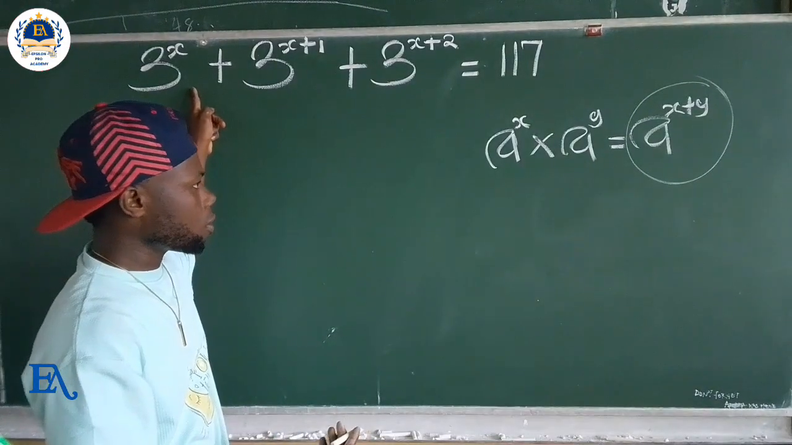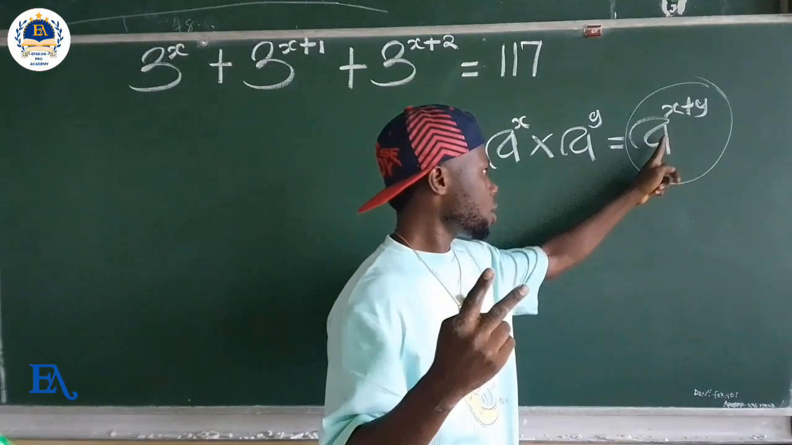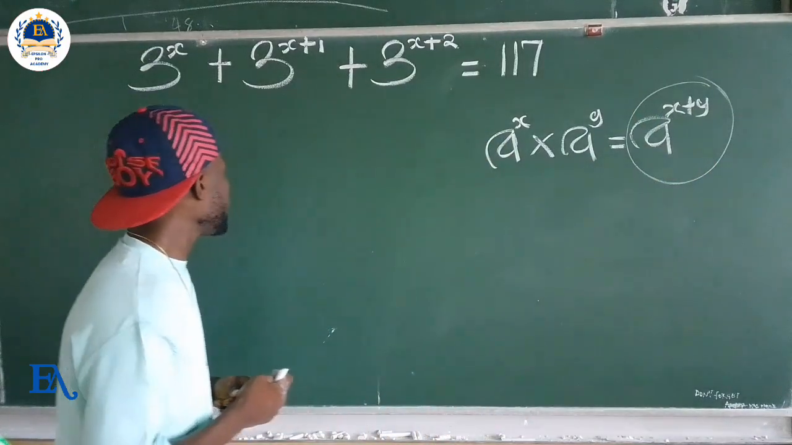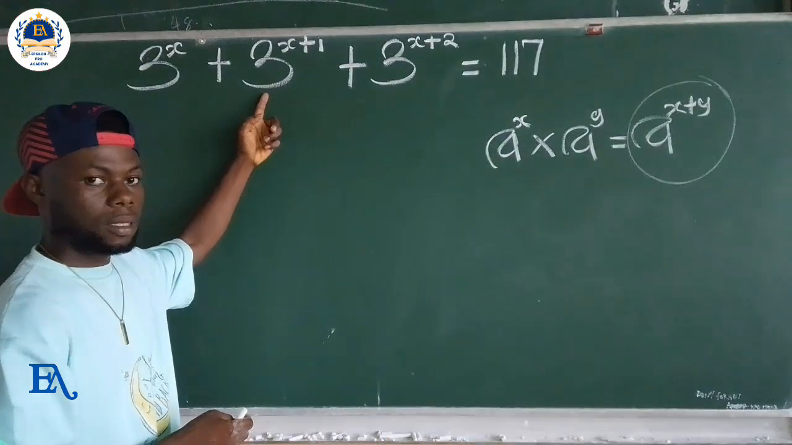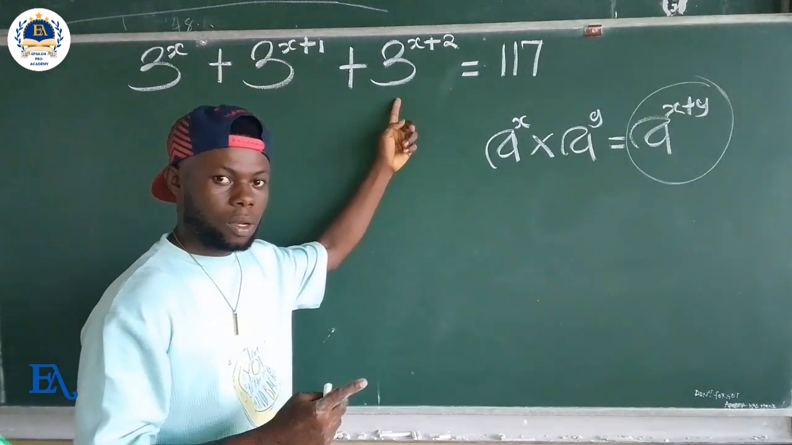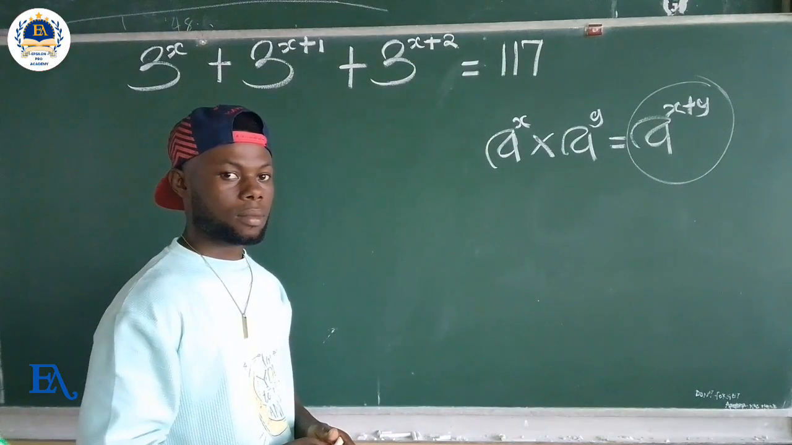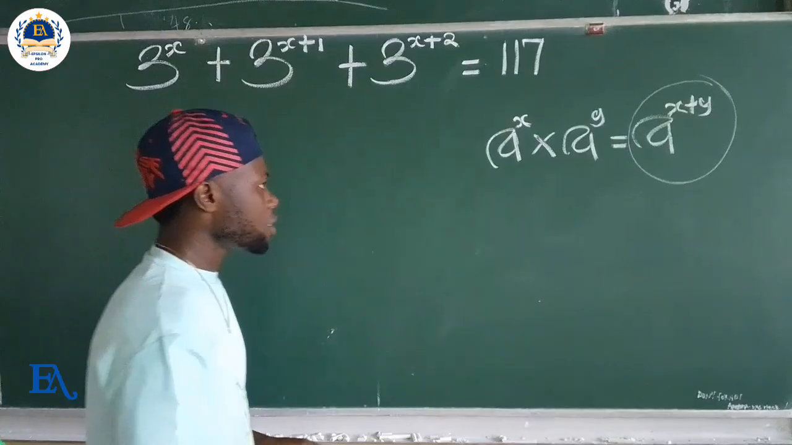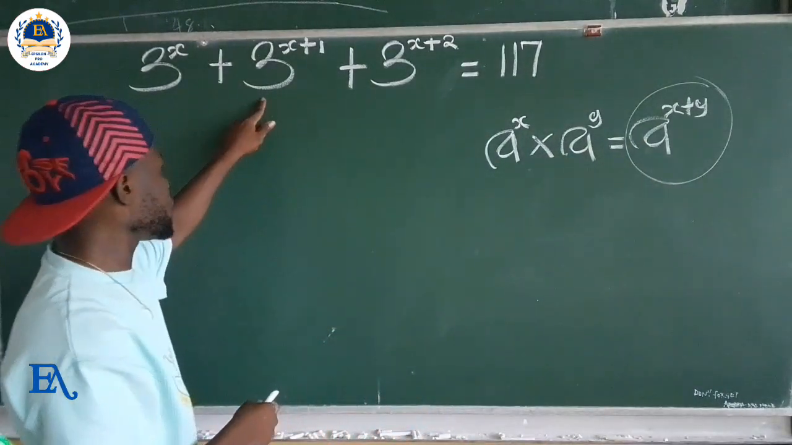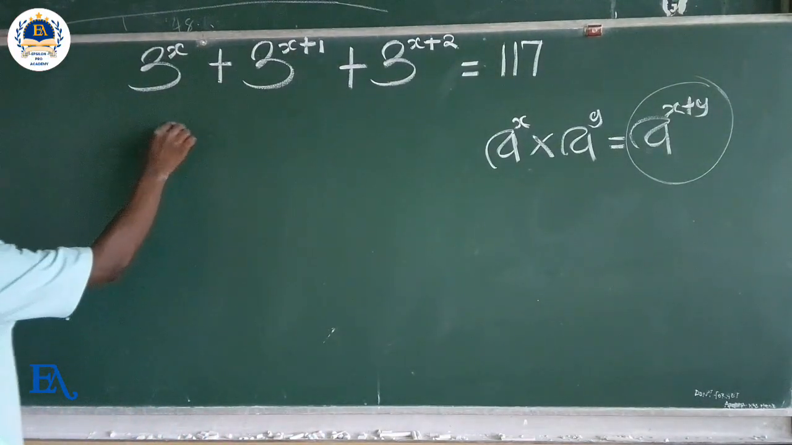So the reason is because this base a has two powers, x plus y, and because of that, we can compare it with this base 3 with two powers, x plus 1, and this with two powers, x plus 2. If that is so, let's change this back to this form by changing this one to this form. By doing that, let me write the solution.